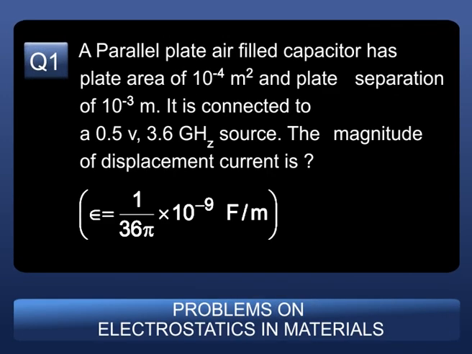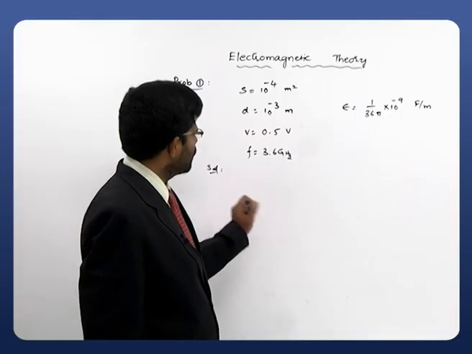Problem 1. A parallel plate air-filled capacitor has plate area of 10 power minus 4 meter square and plate separation of 10 power minus 3 meter. It is connected to a 0.5 volt 3.6 gigahertz source. The magnitude of displacement current is given epsilon is equal to 1 by 36 pi into 10 power minus 9 farad per meter. Now the solution to the given problem.